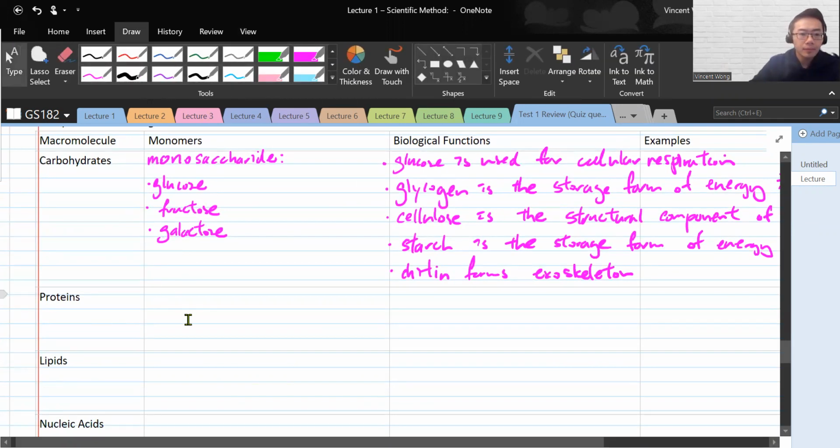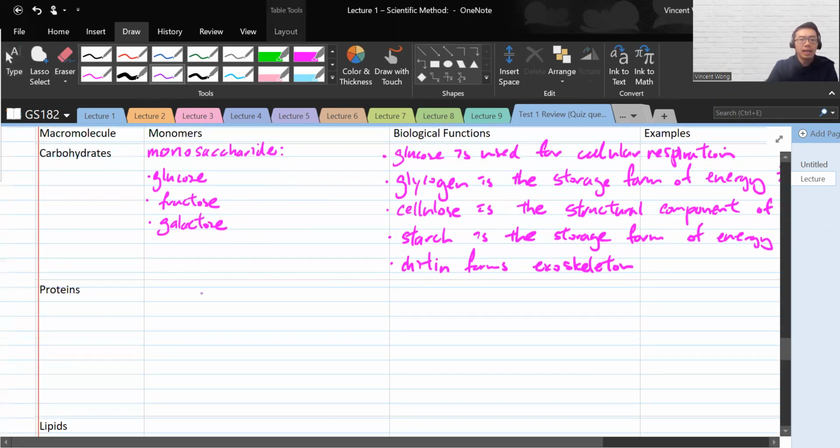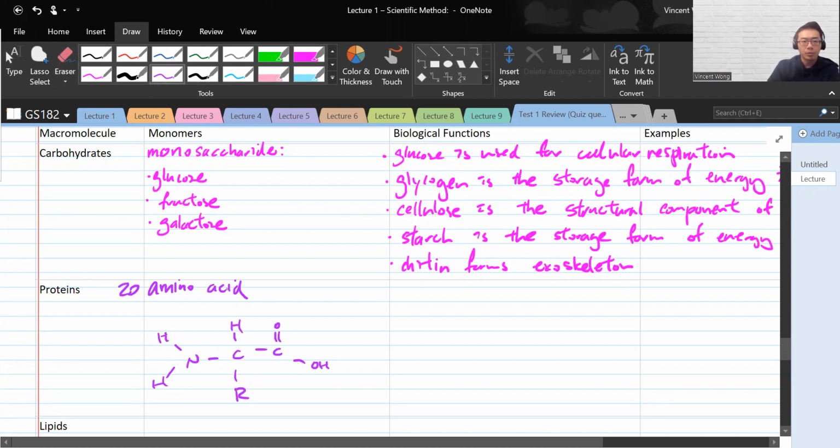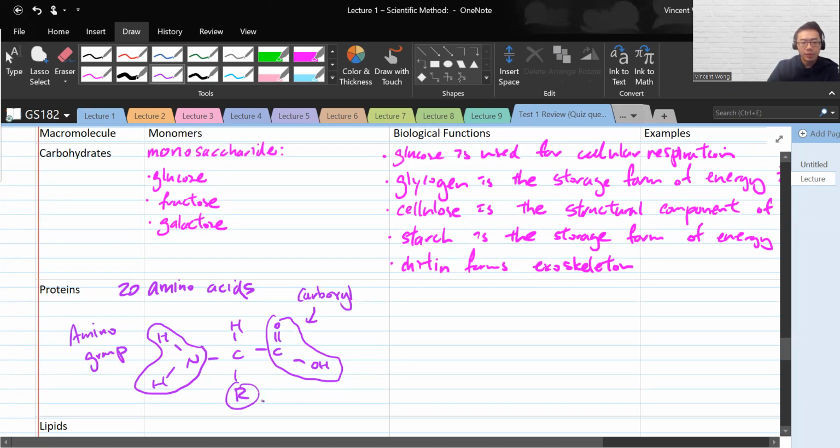as well. Monomers for protein is amino acid. There are 20 different amino acids, and they are all very similar. They all have a central carbon. This is called a carboxyl group. And yes, we actually did learn all these things. There is an amino group, and then there is a side chain.